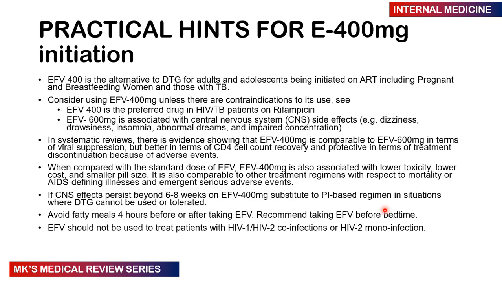Then here are some practical hints for using efavirenz 400 milligrams. Remember that this is a reduced dose. So efavirenz 400 is used as an alternative to DTG in adults and adolescents being initiated on ART, including those that are pregnant and breastfeeding and those that have TB. So we can consider efavirenz 400 in patients that have TB and HIV that are on rifampicin, because remember, DTG has reduced efficacy when co-administered with rifampicin.